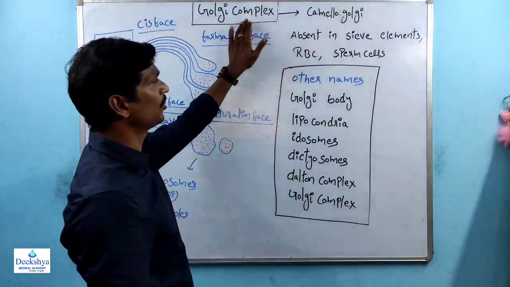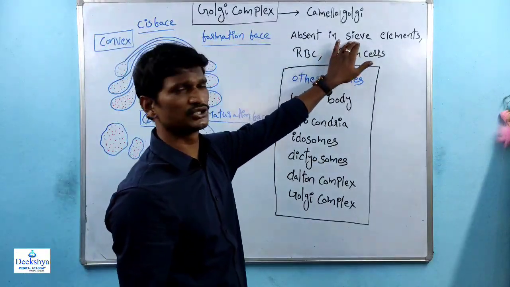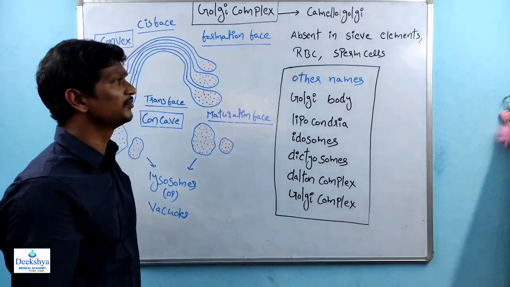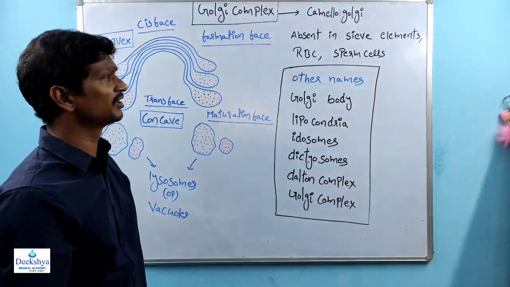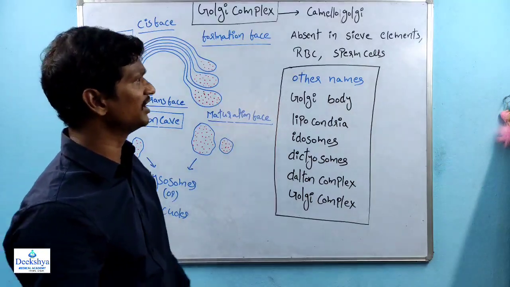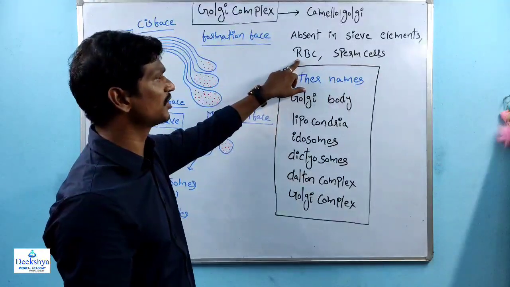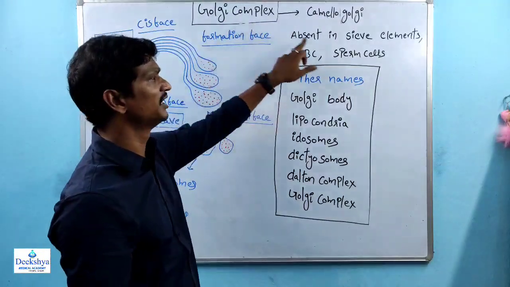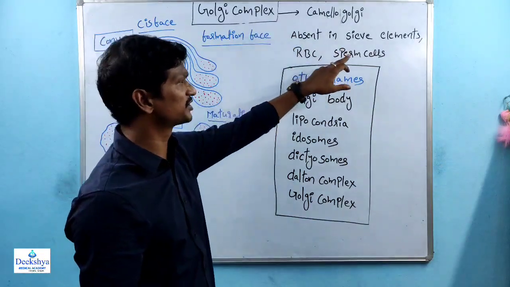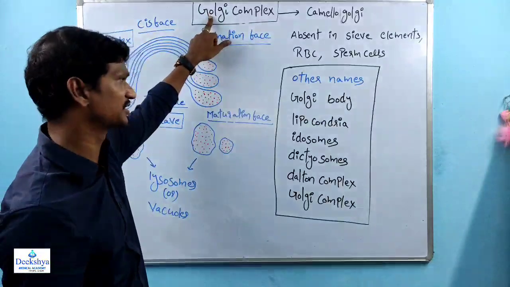The Golgi complex is especially absent in sieve elements. In plants, there is xylem and phloem, and within the phloem there are sieve elements. Those sieve elements do not have the Golgi complex. RBCs and sperm cells also do not have the Golgi complex. So in these three types of cells, the Golgi complex is absent.